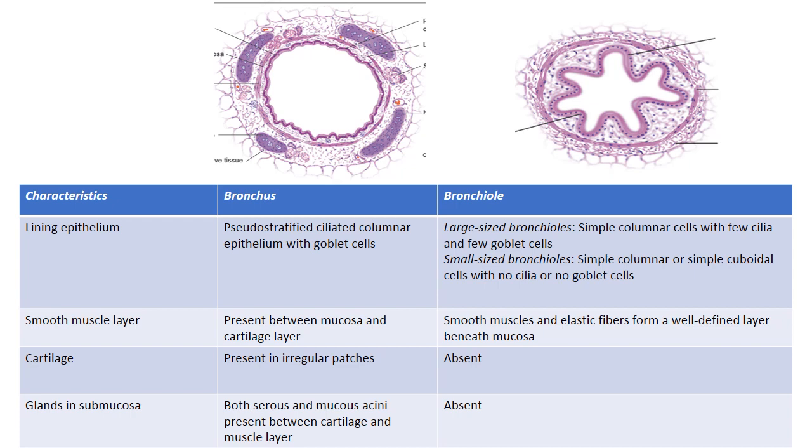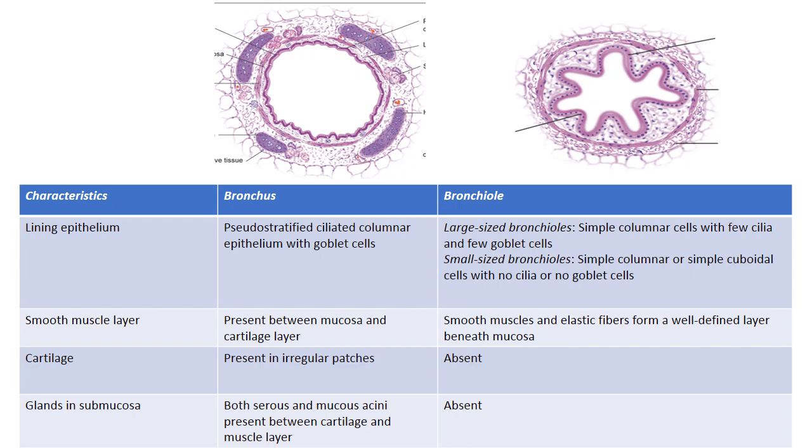So the bronchus is lined by pseudostratified ciliated columnar epithelium and it has goblet cells. The bronchiole, large-sized bronchioles are lined by simple columnar cells with few goblet cells, and small-sized bronchioles are lined by either simple columnar or simple cuboidal epithelium, and they do not have goblet cells. Instead of that, we have the Clara cells.